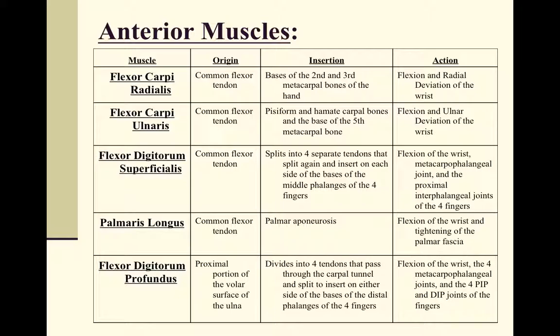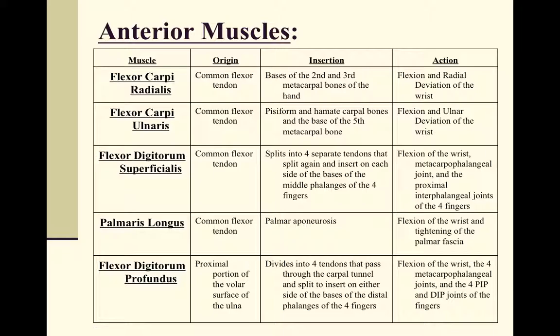On the anterior side of the arm, that is, again, in anatomical position, the side that your palm is on, that side. All right, so what I'm going to focus on here is look at the commonality. So we've got all these four starting from the common flexor tendon. What is the common flexor tendon? It's an insertion spot on the medial side of your elbow.